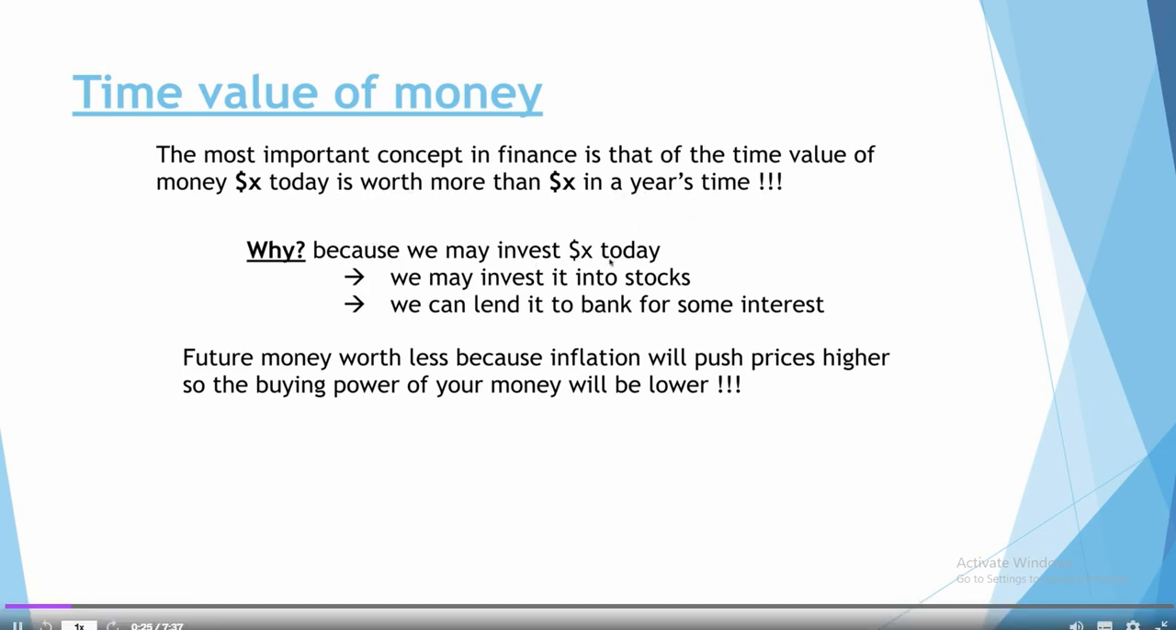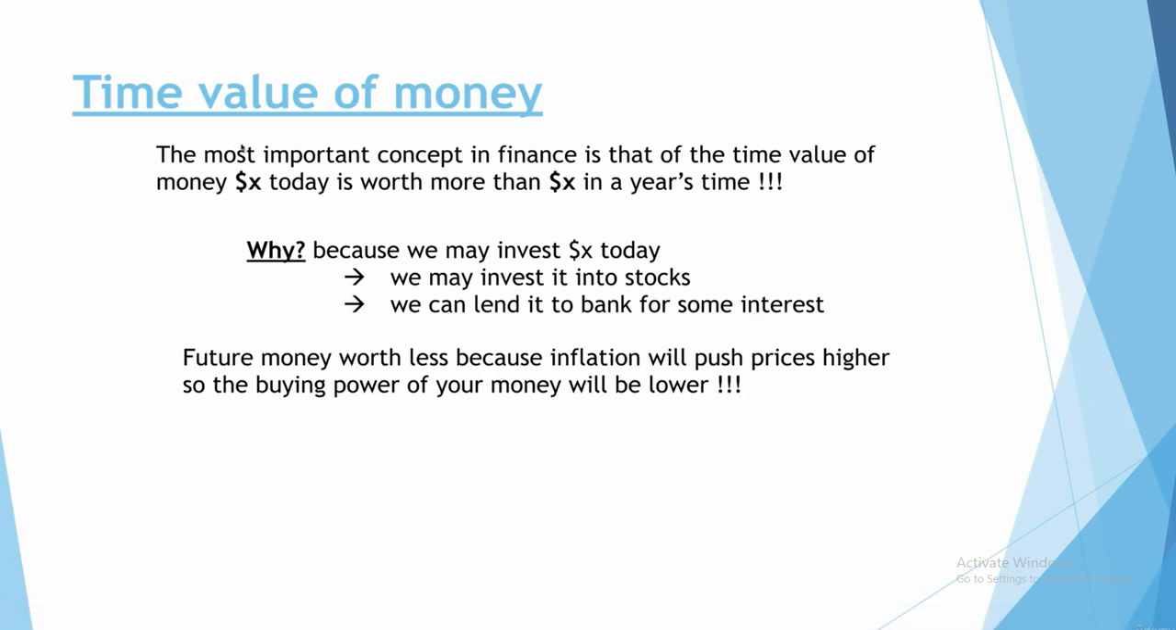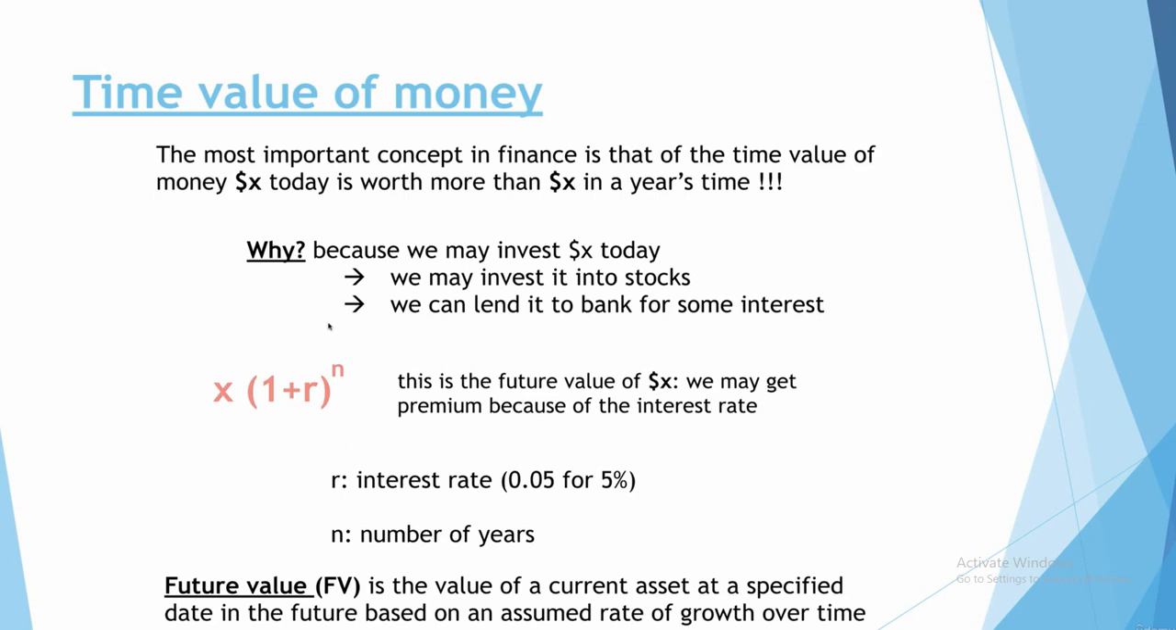Because we may invest that given amount, for example, we can buy stocks, we can lend it to banks for some interest and so on. So this is why we have to talk about the time value of money. And of course, we can deal with a discrete model. X is the money we have, r is the interest rate, and n is the number of years, and this is the discrete model.